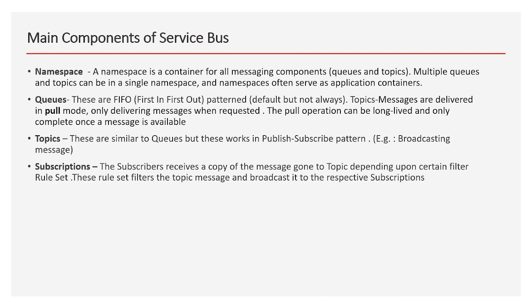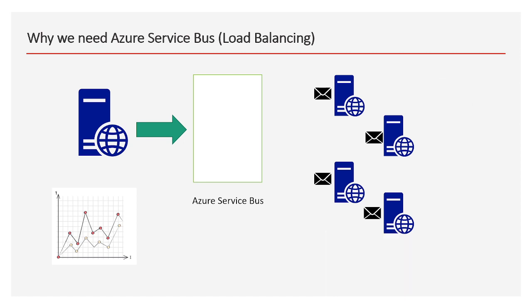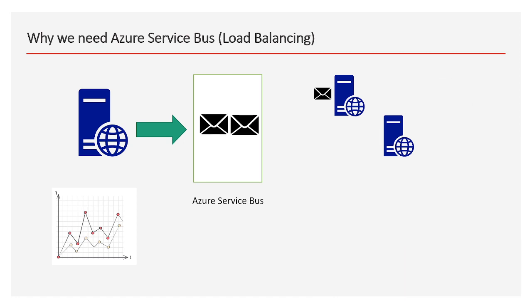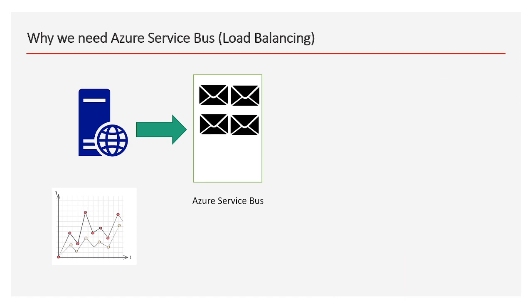Now, the main components of Azure Service Bus. There are four things in the service bus which are very, very important: namespace, queues, topics, and subscriptions. So what is a namespace? A namespace is a container for all the messaging components. Suppose you can see here, whatever I have created over here, these messages are residing in the Azure Service Bus, and it can be either a queue or a topic.